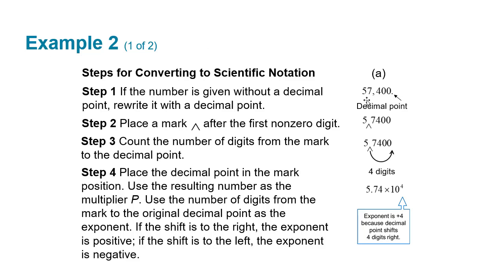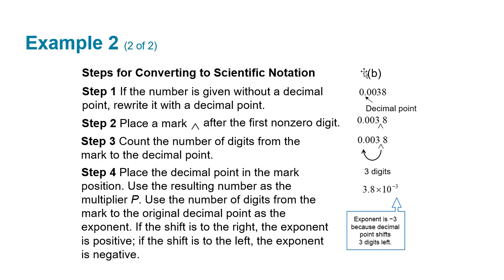So we start with 57,400. Here's our decimal point. We know that we need it in between the 5 and the 7 because we have to have just a single digit number, right? So it always has to be snuggled up right next to the last non-zero digit. So we move it over 1, 2, 3, 4 times. So it's 5.74 times 10 to the 4th.